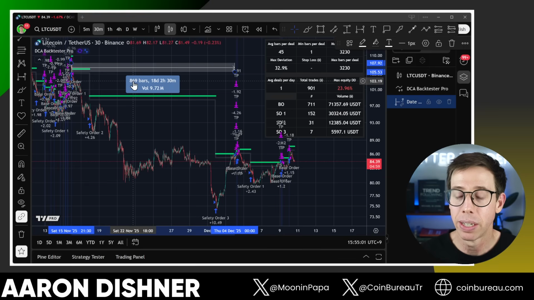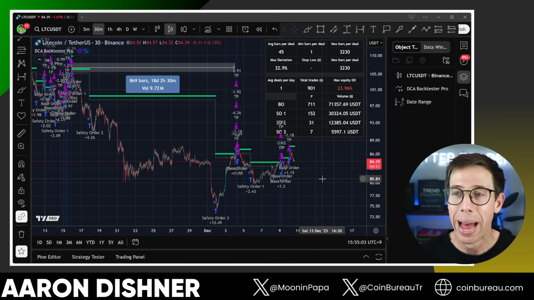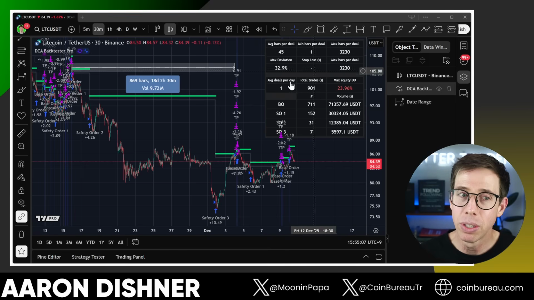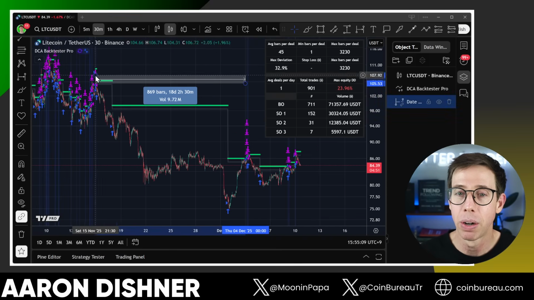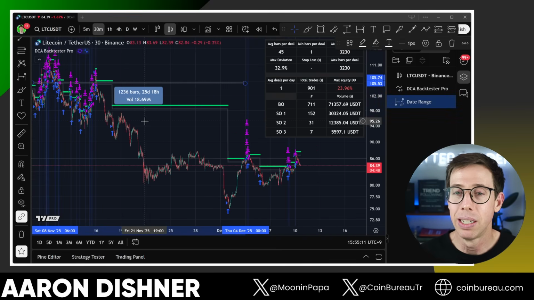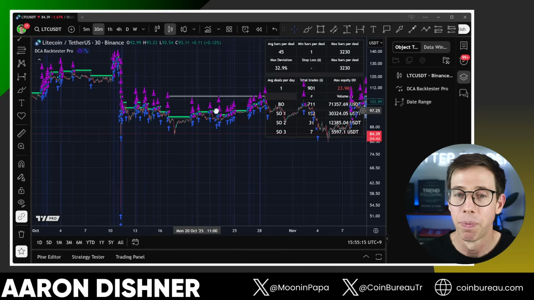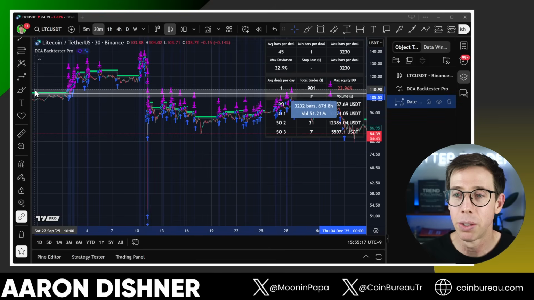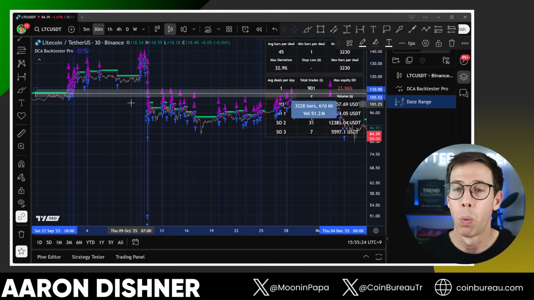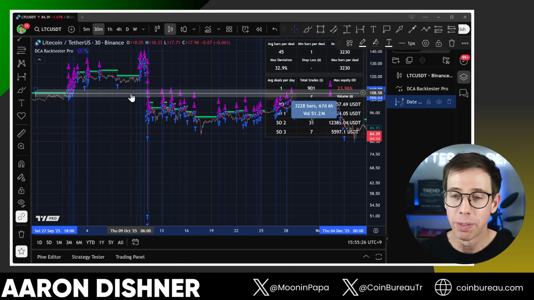You can see 869 bars here. The maximum time that we had to wait for a position to close is 3,230 bars. That's a long time. I have to keep going. It's back over here still. 3,232. There we go. So that is 67 days. What gives?